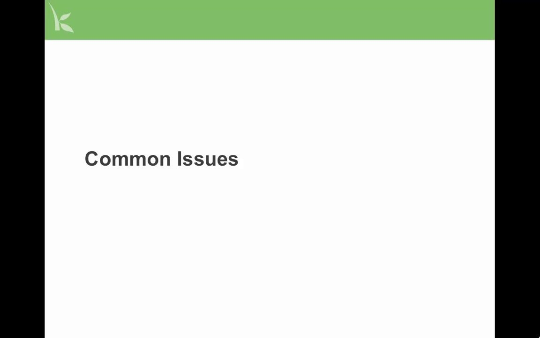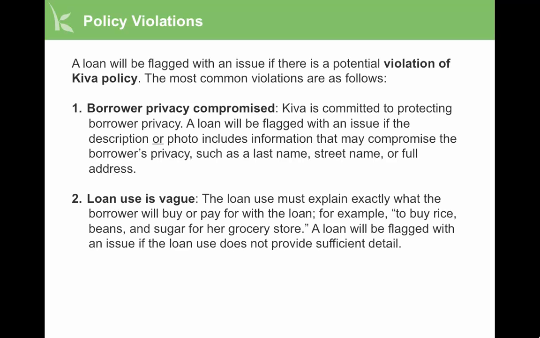Now, let's review some common reasons that loans are flagged with issues. A loan will be flagged with an issue if there is a potential violation of Kiva policy. The most common violations are as follows. The borrower privacy is compromised. Kiva is committed to protecting borrower privacy. A loan will be flagged with an issue if the description or photo includes information that may compromise the borrower's privacy, such as a last name, street name, or full address.